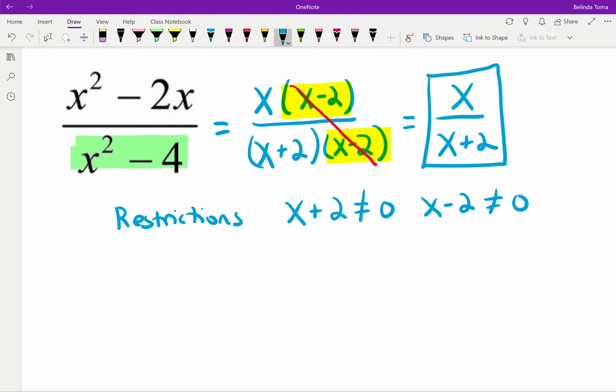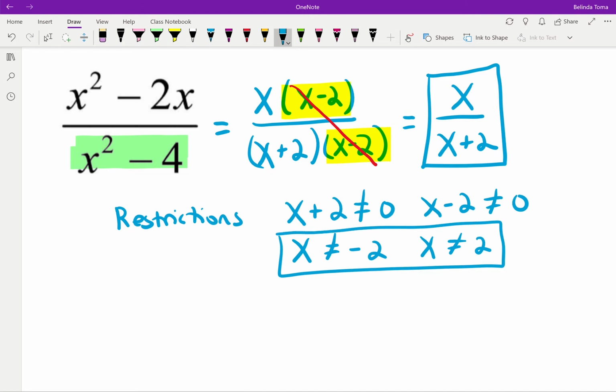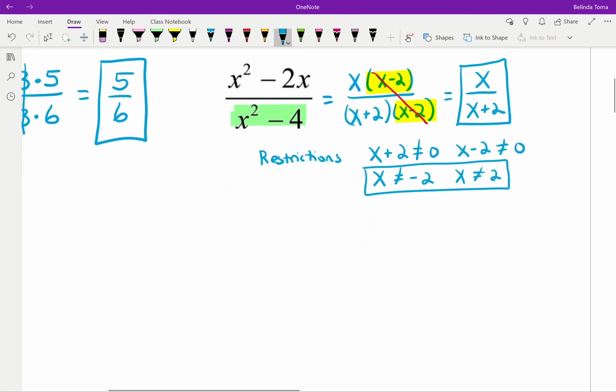So notice we're doing the restrictions before we've simplified. Here, when I solve, I get x cannot equal negative 2. And here, when I add 2 across the cannot equal sign, I'm going to get that x cannot equal positive 2. And we can clearly see that if we go back to the original expression, either positive 2 or negative 2 would make a 0 in the denominator, which would make the rational expression undefined. All right, moving on to our next example.